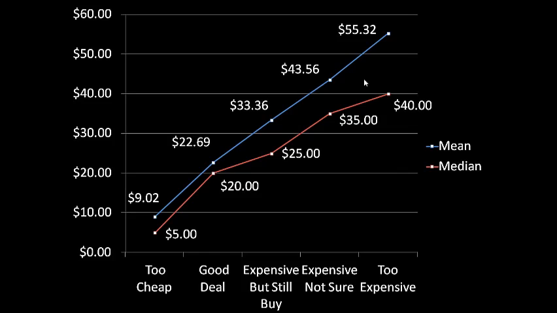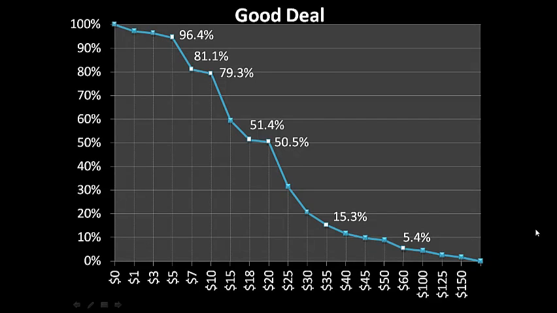And to help us get a price range, we have the mean and median scores here. We're going to use the median scores because there's a pretty big variation between the mean and median scores. So what we did is go between good deal and expensive not sure, and that's where we get our normal price range, between $20 and $35.